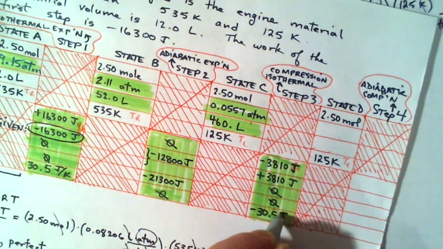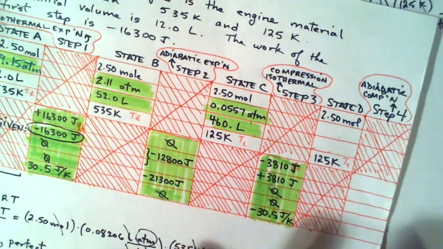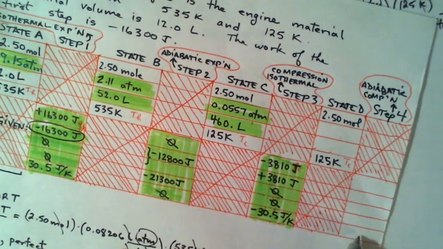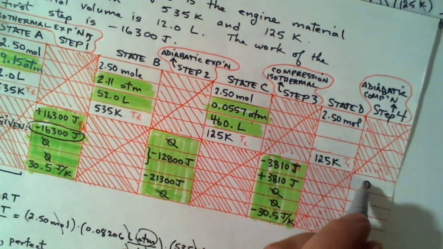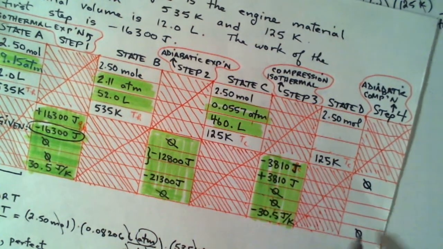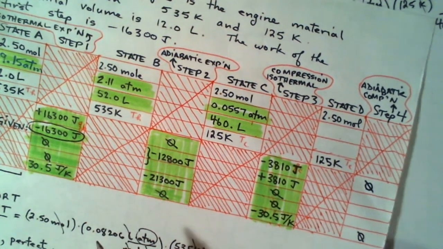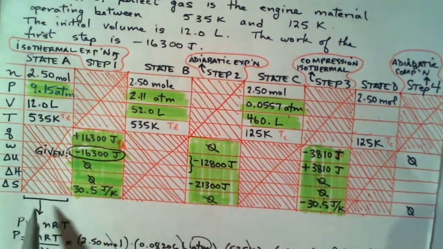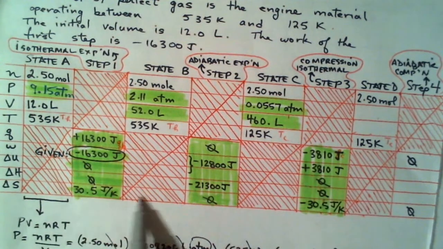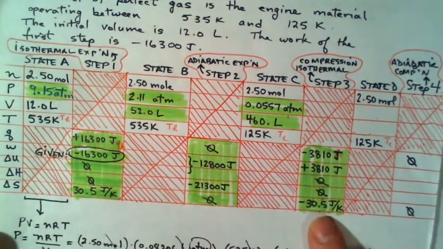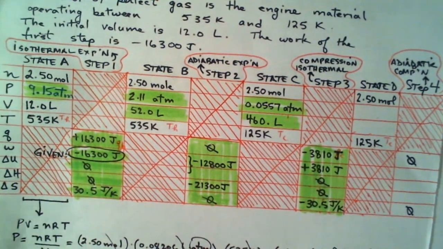So a negative 30.5 joule per Kelvin. And what I like about this is that the next step, since it is adiabatic, I know therefore that Q will be 0 and delta S will be 0. I know that the delta of a physical property has to be 0 for the cycle, which means that adding across here, my delta S's are going to add to 0, which is great. But I still wanted to show where that was calculated from.